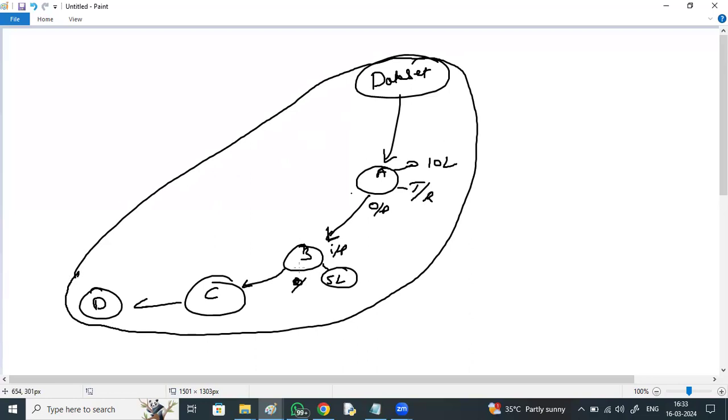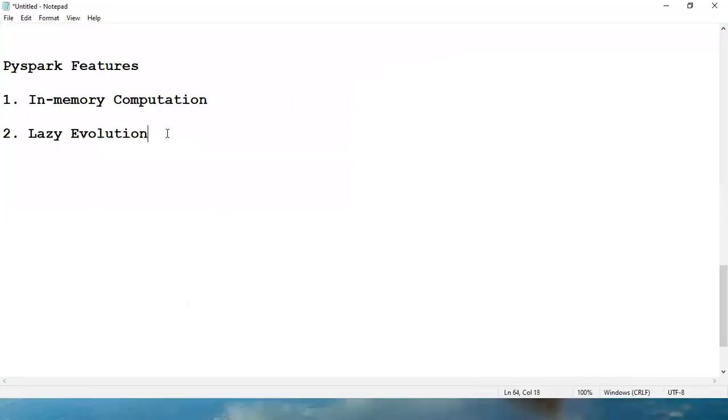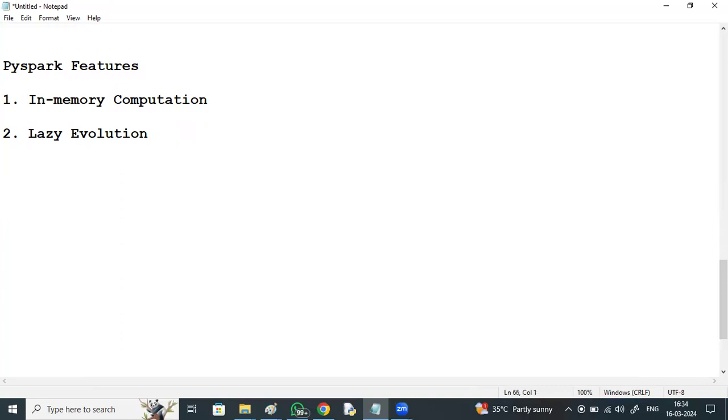Until then, this is not going to get executed. This is what is lazy evaluated. So PySpark follows lazy evaluation, right? It's an advantage. And it has a powerful fault tolerant model. Yes, I'll discuss this; there is a lot of discussion on fault tolerance.